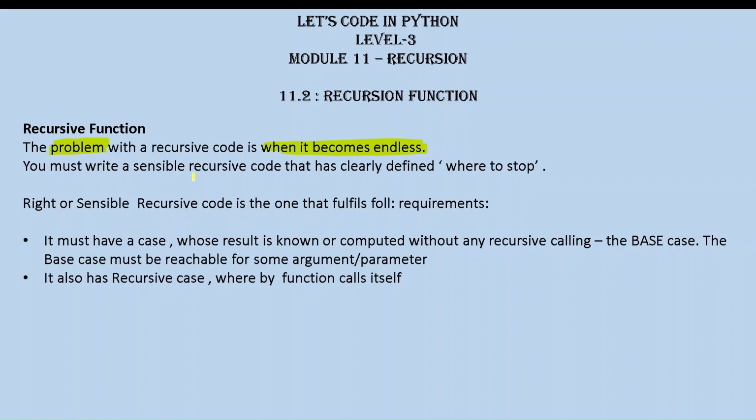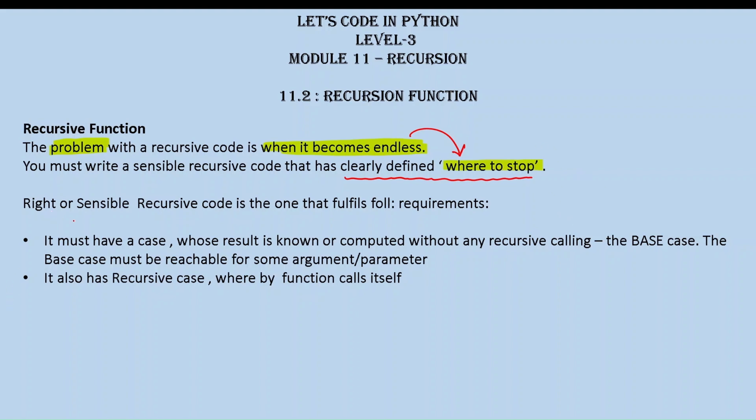So you must write a sensible recursive code that has clearly defined where to stop. Got it? So just understand the connection between these two statements: you have to avoid a loop which will become endless. So how are you going to do this? By following this simple technique of clearly defining where to stop. That clear definition should be inside the body of the function where it has to stop.